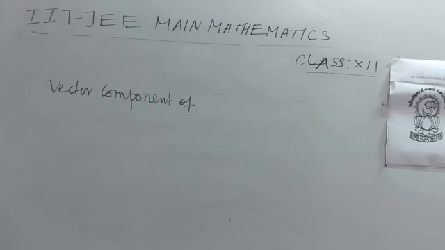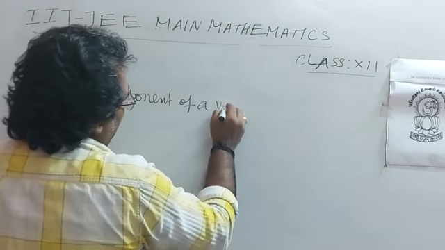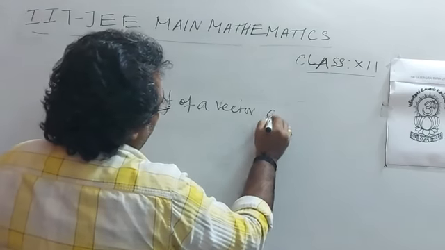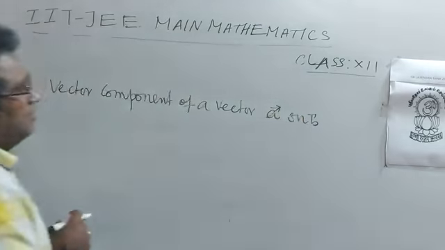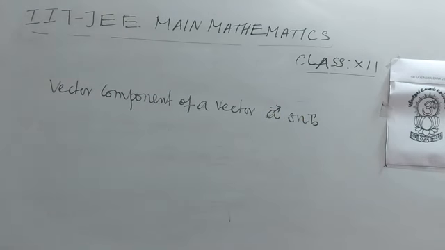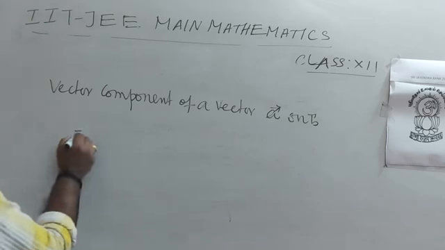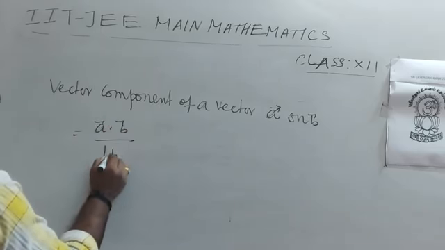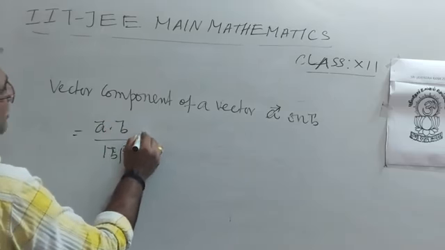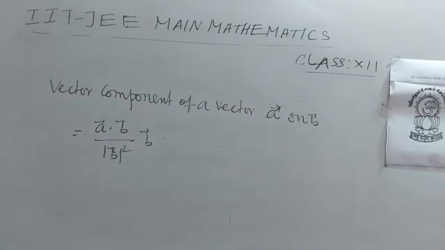Vector component of a vector on b vector equal to a vector dot b vector by modulus b vector squared into b vector.